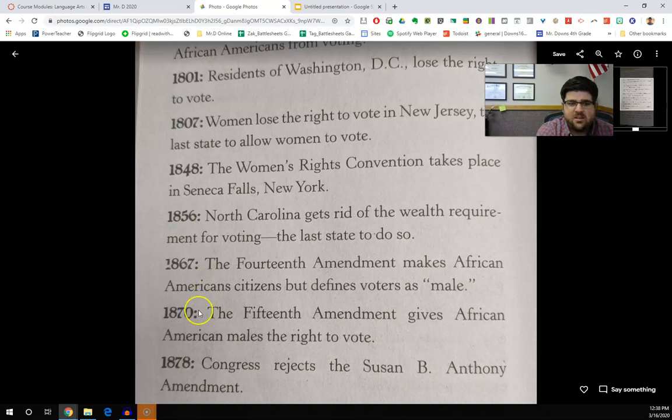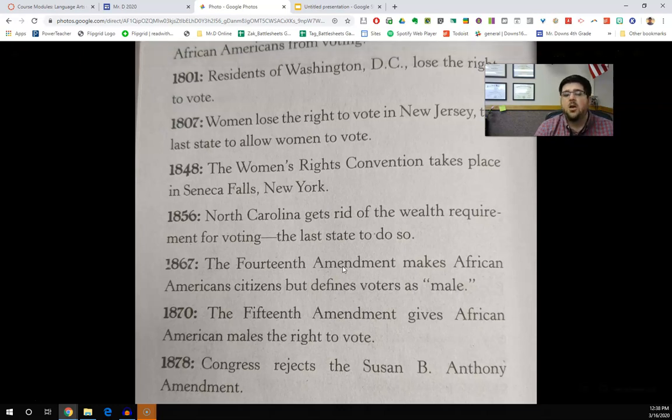In 1867 and then 1870, the 14th Amendment makes African American citizens, but it defines the voters as only being able to be male. And then the 15th Amendment gave African American males the right to vote in 1870. And then in 1878, Congress rejects the Susan B. Anthony Amendment. Susan B. Anthony Amendment was an amendment that was sent to Congress that said, hey, we think women should have the right to vote, and Congress rejected it.